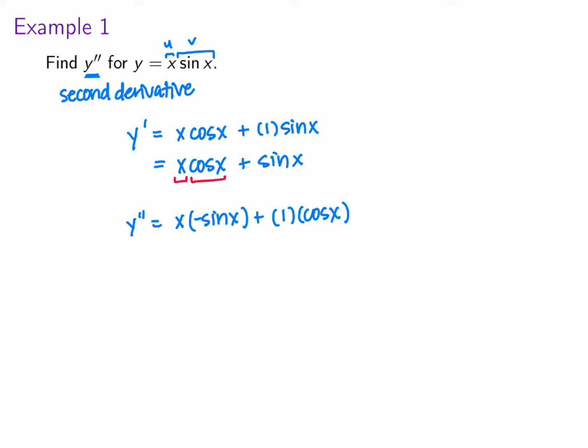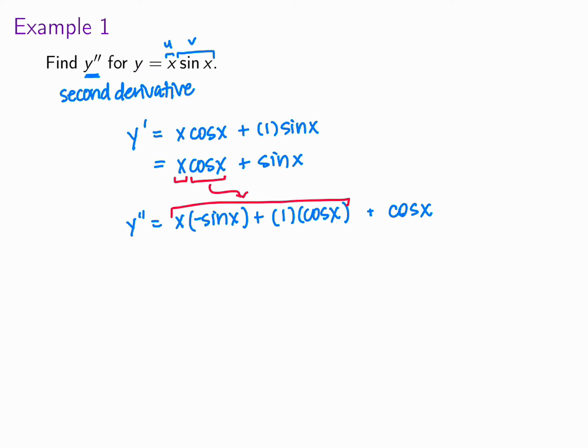Okay, so that was just the product rule. I did the product rule here, so I've done part of my derivative, but I still need to take the derivative of that sine x. Remember, we've got to finish our sum here. So the derivative of sine x is cosine x.